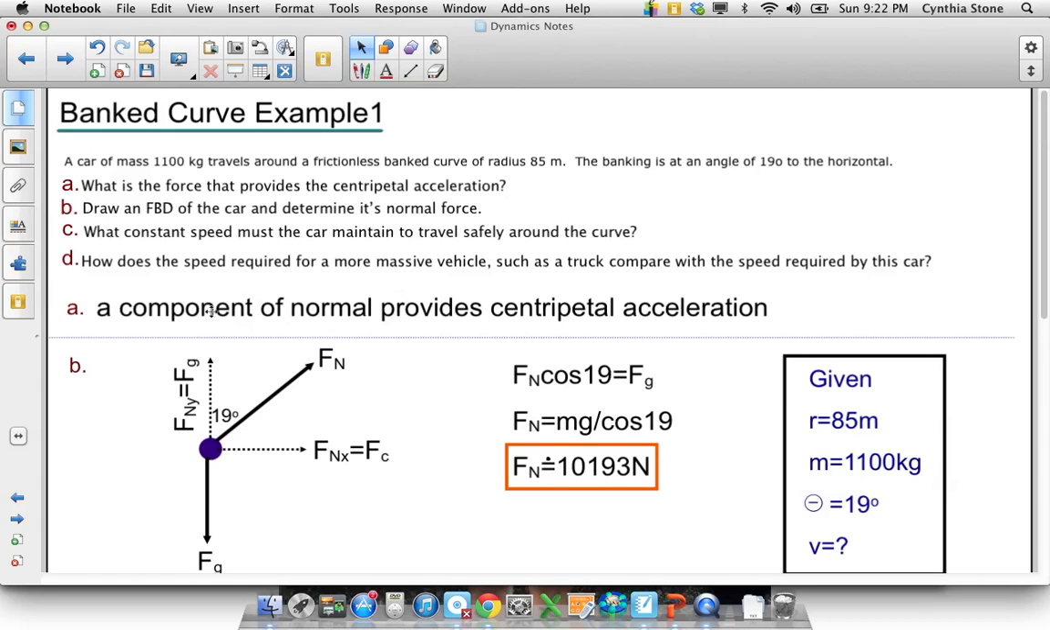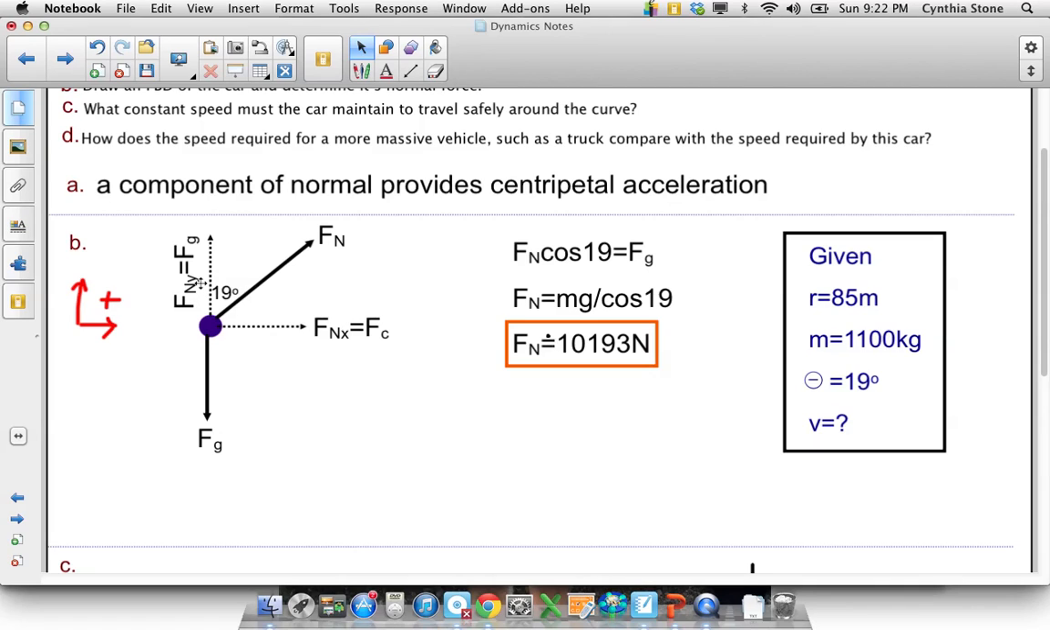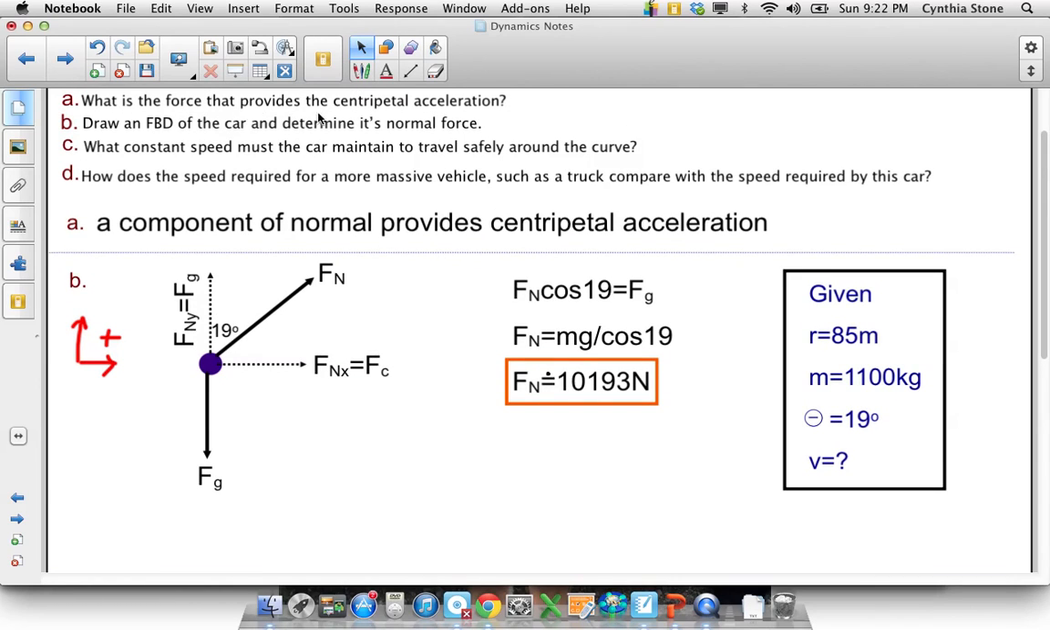Okay, so first of all, what force provides the centripetal acceleration? Well, we answered that earlier. It's a component of normal, right? I didn't write it, but I should have: this is our positive y, and this is our positive x. We said in the last video that the vertical component is equal to gravity, and the horizontal component is equal to the centripetal force. So what is the force that provides it? It's a component of normal, right? Fnx. Then it says draw a free body diagram of the car and determine the normal force.